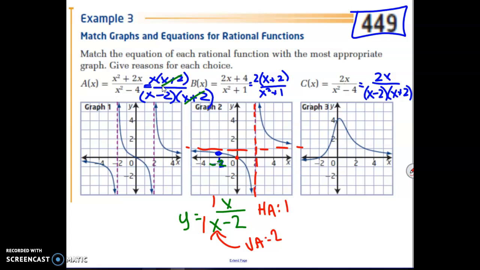Now if I look at my graph C here, I see that there's 2 vertical asymptotes. So that's going to match with graph 1 because there's 2 vertical asymptotes there, which would mean graph B matches with 3. Also notice that there's no vertical asymptotes in this graph because it was not factorable. So that's why graph 3 has no vertical asymptotes because it does not have a denominator that can equal 0.